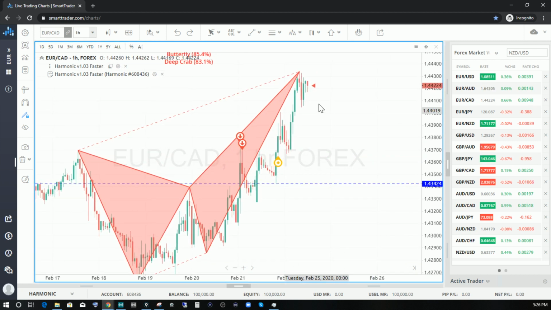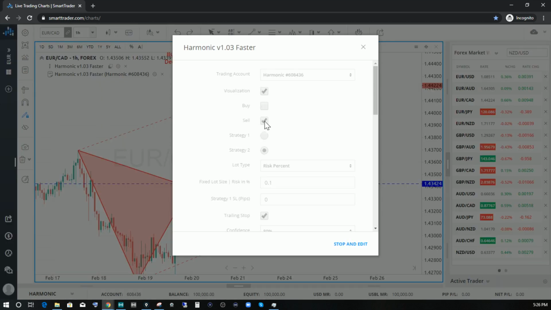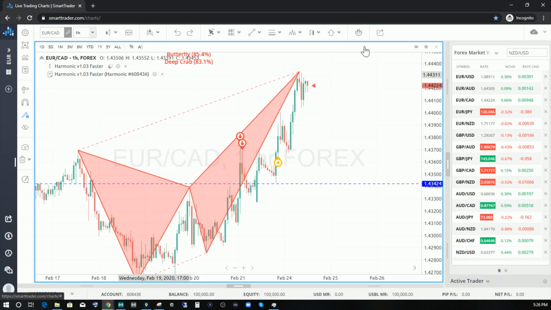Now let's take a look over here on the EuroCAD. EuroCAD setting up over here. Let's see what we're looking for on the EuroCAD. We're looking for sell opportunities. All right. So on the Euro CAD, we're looking for sell opportunities.